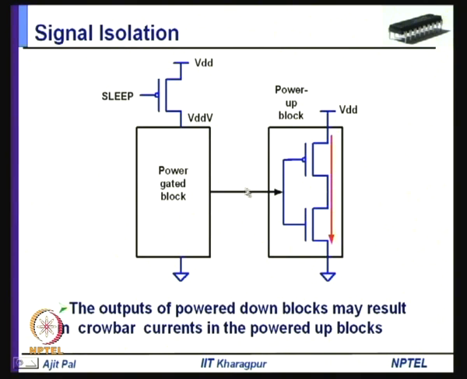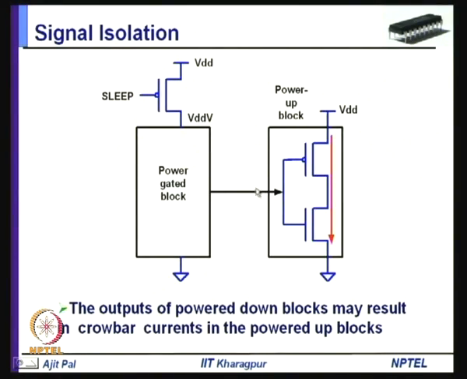This you cannot guarantee, because it will depend on the relative value of the leakage current of this sleep transistor and the leakage current of this power gated block, and also the L by W ratio and various other parameters that I have discussed. So, what can happen is that the output of a power gated block can have some intermediate value, and that intermediate value can lie in the range greater than VTN, that is the threshold voltage of the NMOS transistor, and less than VDD minus VTP, where VTP is the threshold voltage of the PMOS transistor.